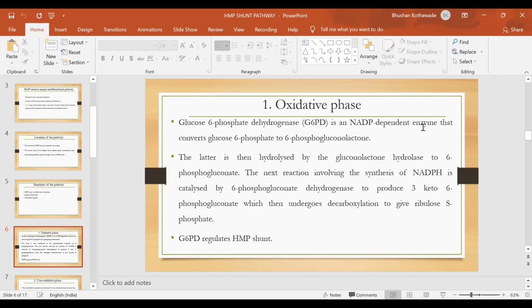It is an NADP dependent enzyme that converts glucose 6-phosphate to 6-phosphogluconolactone. Here the oxidation takes place. Then in the second step, hydrolysis occurs and this 6-phosphogluconolactone is converted to 6-phosphogluconate. After that, decarboxylation will occur and we will get ribulose 5-phosphate, which is a 5-carbon compound. So in the oxidative phase, glucose 6-phosphate dehydrogenase is the regulating enzyme.